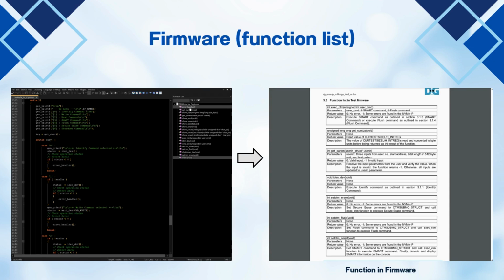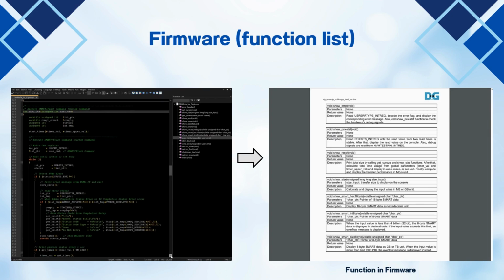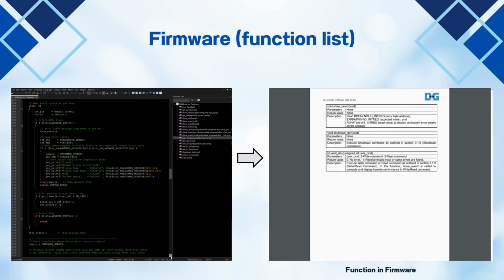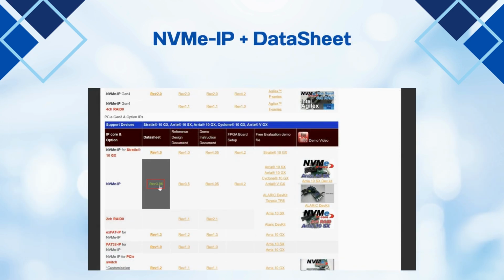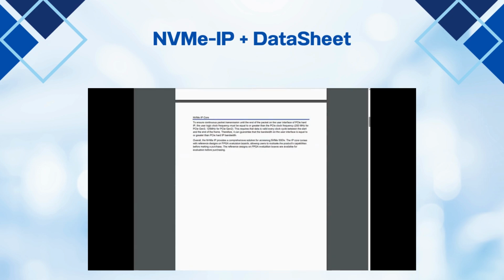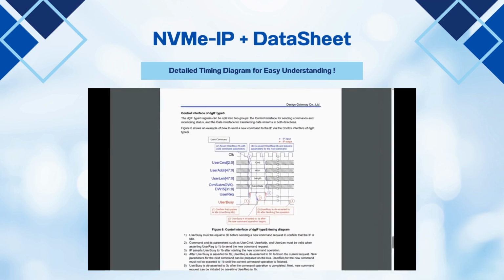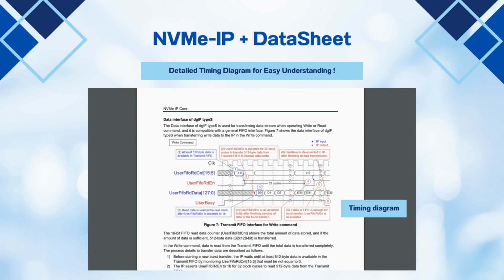Here is the list of key functions used in this firmware. Each function has a clear parameter description, and you can refer to the documentation for a more detailed explanation. With this, you can quickly locate and reference any function when working with the firmware. To make things more convenient, we have documented how NVMe IP works in the NVMe-IP DataSheet document. This document provides a detailed timing diagram to help you understand how each operation works. The diagram shows the exact sequence of operation for NVMe IP, making it easy to follow each step.